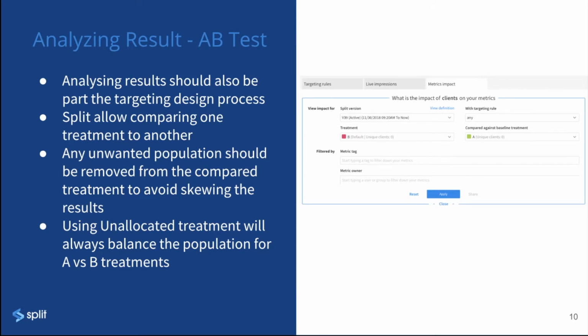Since we had a traffic allocation percentage that started at a low number, like 10%, and then we progressively increased that percentage, the users who fell outside the experiment went to the unallocated treatment. This way, we will always maintain the same population percentage balance between A and B treatment. It's important to think about how we're going to analyze results when we create our treatment and design our rules.